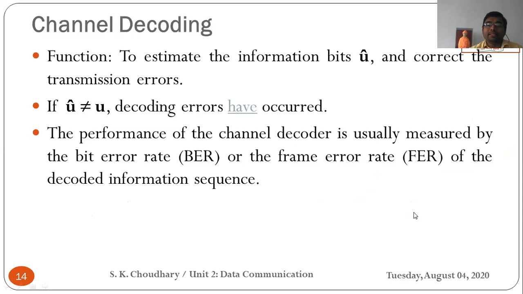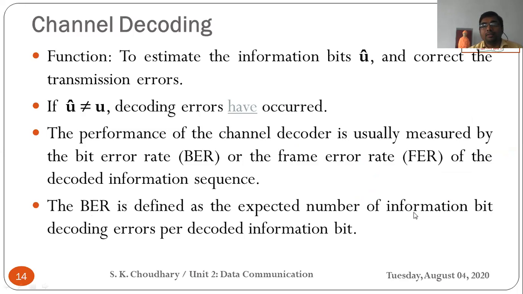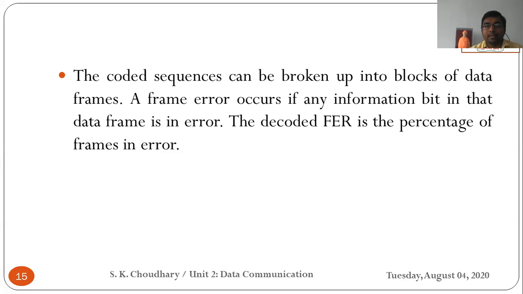So BER is defined as the expected number of information bit decoding errors per decoded information bit, because we have estimated the message. That is called the BER. And what is the FER? The coded sequence is broken up into blocks of data frames, and a frame error occurs if any information bit in the data frame is in error. The decoded frame error rate is the percentage of frames in error.